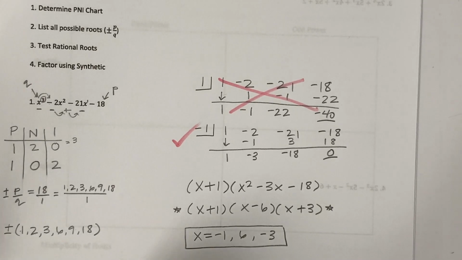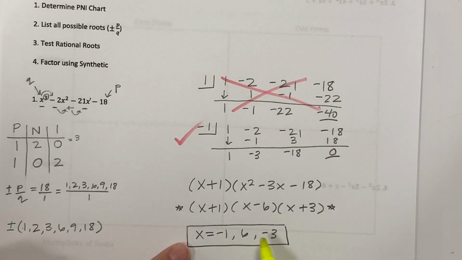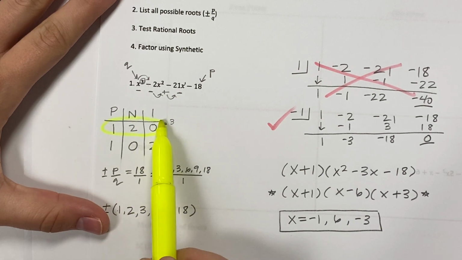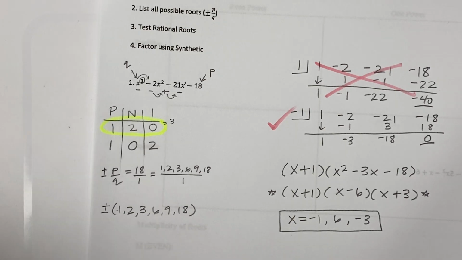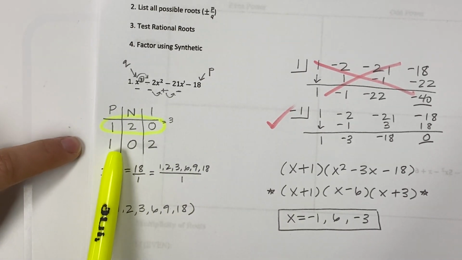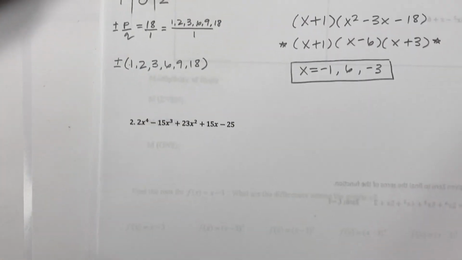The last thing you're gonna do is check that this matches your P and I. We have 2 negatives and 1 positive. 2 negatives, 1 positive. That matches this row. As long as it matches a row in your P and I chart, you're good to go. If your answers didn't match your row, that means either your P and I chart is wrong or your answers are wrong. Let's try another problem.